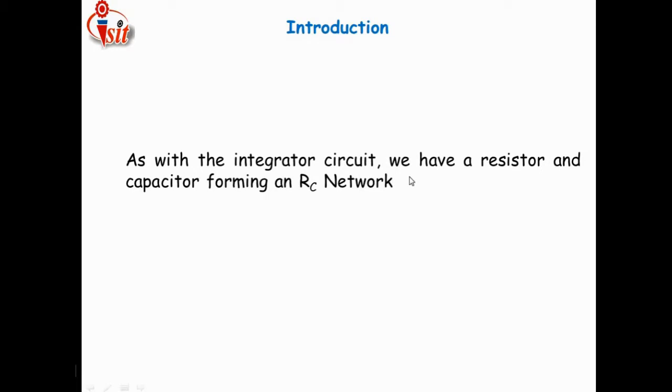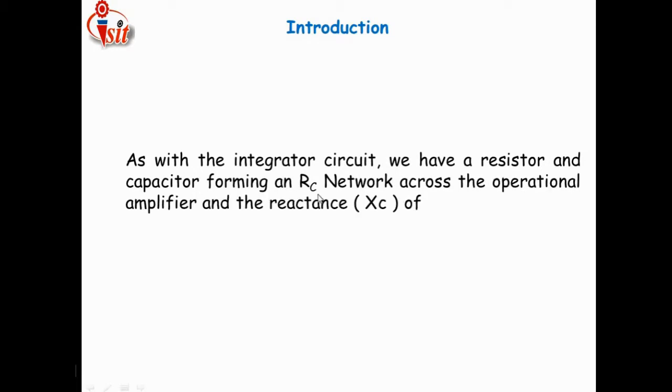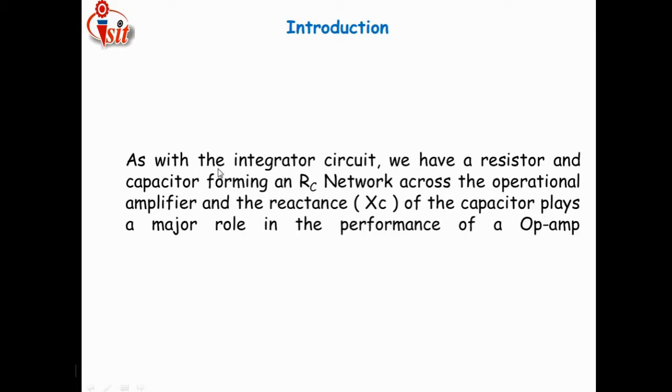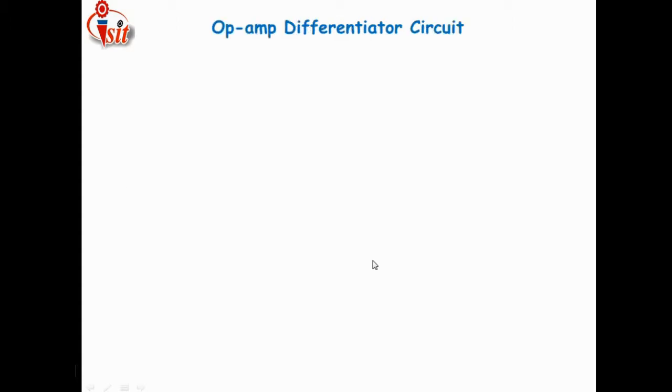As with the integrator circuit, we have a resistor and capacitor forming an RC network across the operational amplifier with the reactance XC. That means for the integration purpose, the feedback resistor and capacitor are connected in parallel with each other. And here what we have seen is that the capacitor and resistor, that is the feedback resistor and capacitor, are connected in a series combination, and the reactance XC of the capacitor plays a major role in the performance of the op-amp differentiator.